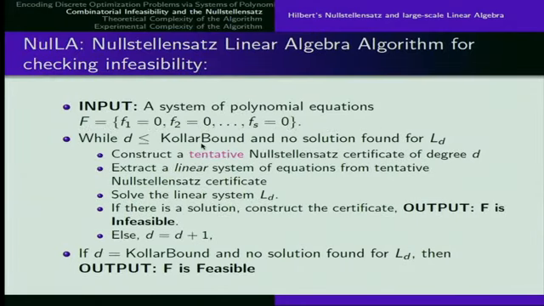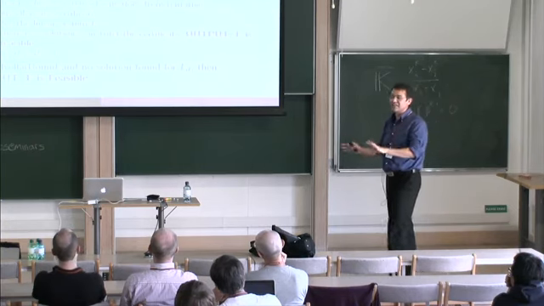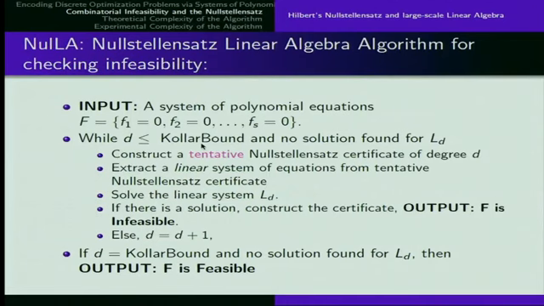So here is what we call NulLA, the Nullstellensatz linear algebra algorithm. Very simple idea. You start with a system of equations, and we have a bound. We know that there is a bound that is apparently very horrible, but there's a bound. And so you fix a degree and you produce a linear system of equations. And if you find a solution, bingo, you found that the graph is not recolorable. If there's no solution, you increase the degree. You're solving a system of equations over the rational numbers.